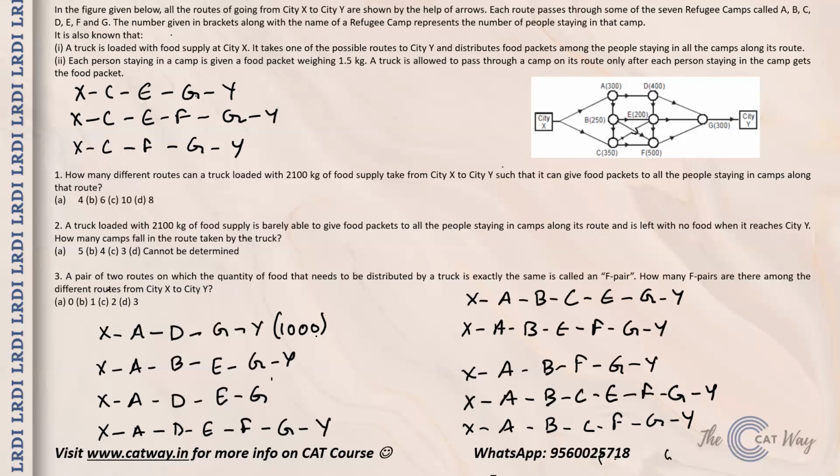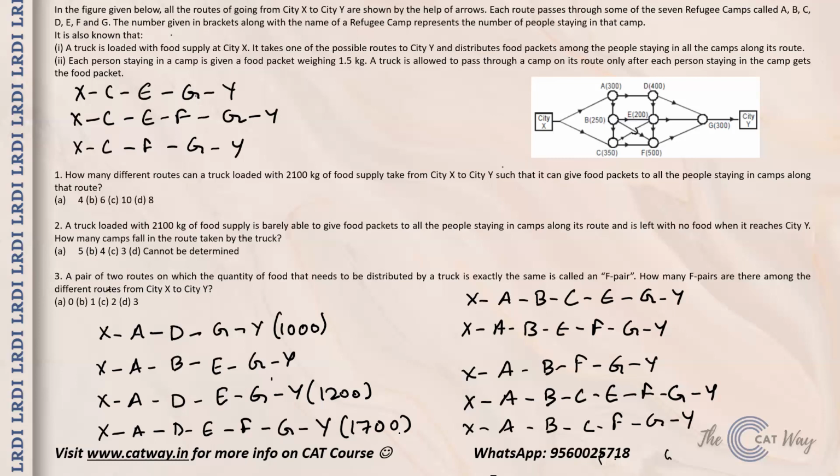So let's start with XAD first. So XADGY, we have 1000 people. Then for XADEGY, okay, sorry, EGY, what we have is 1200 people. And when we have XADEFGY, then we have 1700 people. So this is for XAD.